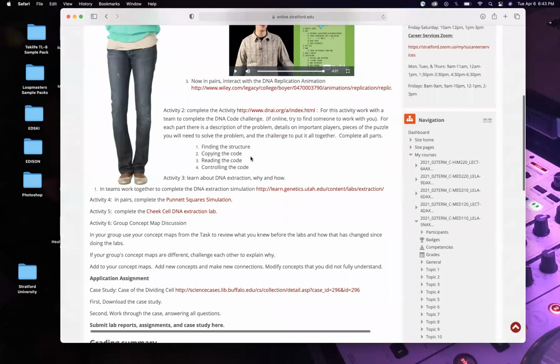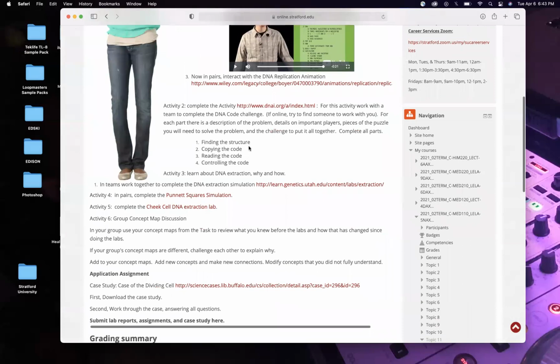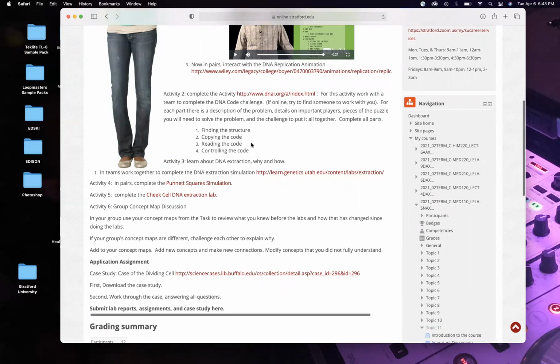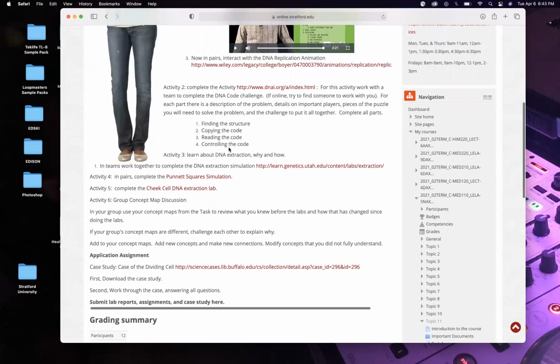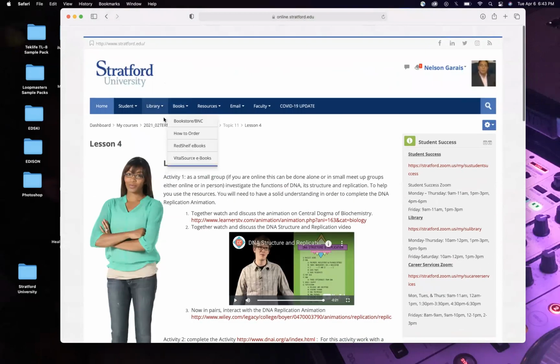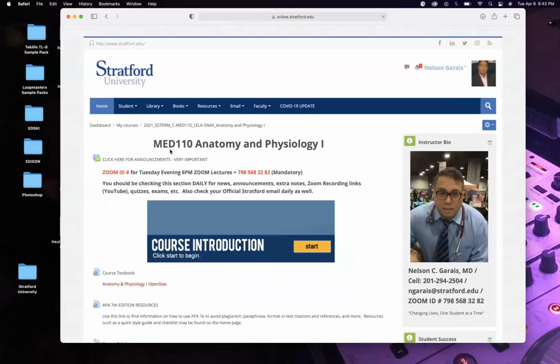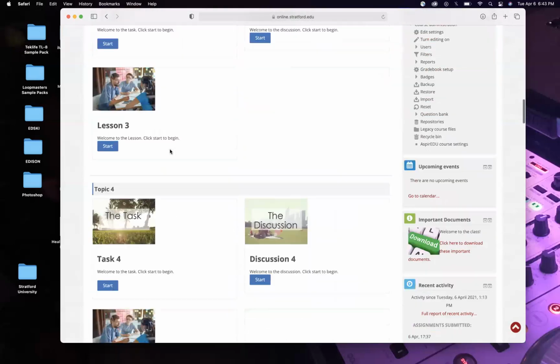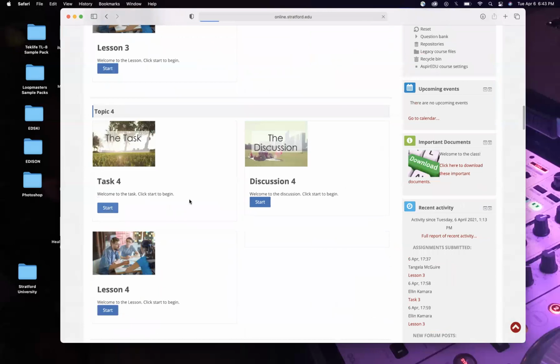All right, enough reminiscing. So we now know the structure of DNA. We now know the structure of RNA. We know how it copies it. We know how it reads it, and also how it proofreads it and how it controls it. Let's look at stuff in task 4.